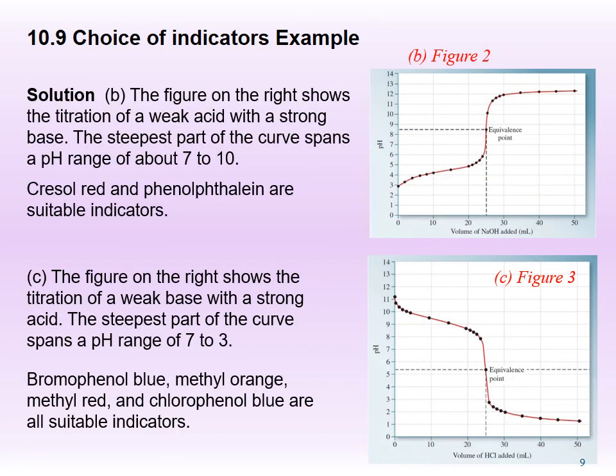Figure 2. The figure on the right shows the titration of a weak acid with a strong base. The steepest part of the curve spans a pH range of about 7 to 10. Cresol red and phenolphthalein are suitable indicators. Figure 3. The figure on the right shows the titration of a weak base with a strong acid. The steepest part of the curve spans a pH range of 7 to 3. Bromophenol blue, methyl orange, methyl red, and chlorophenol blue are all suitable indicators.